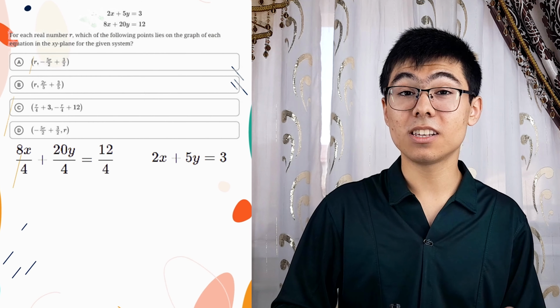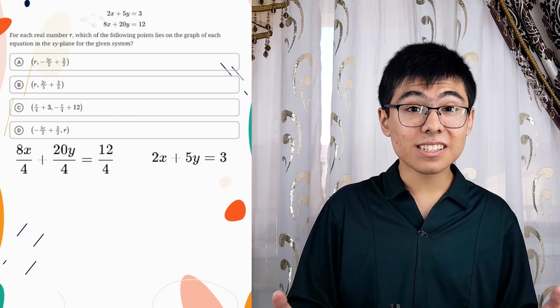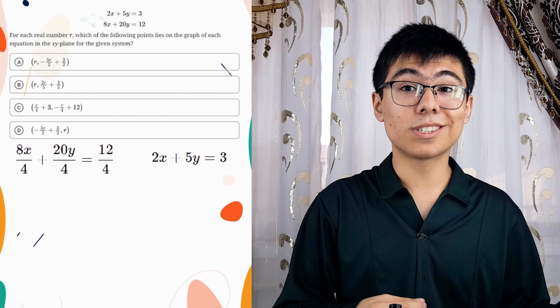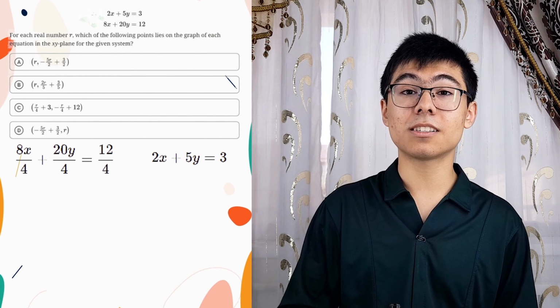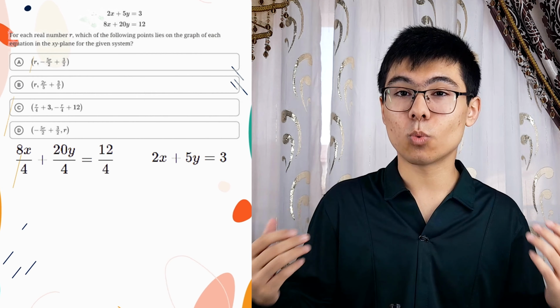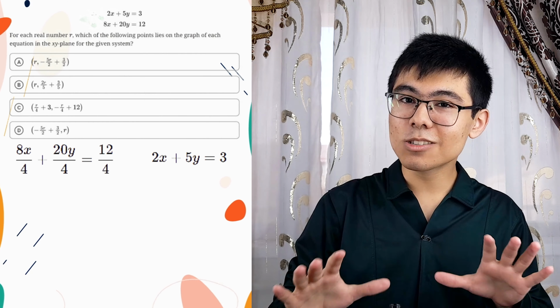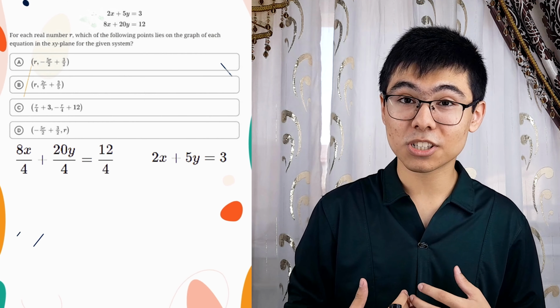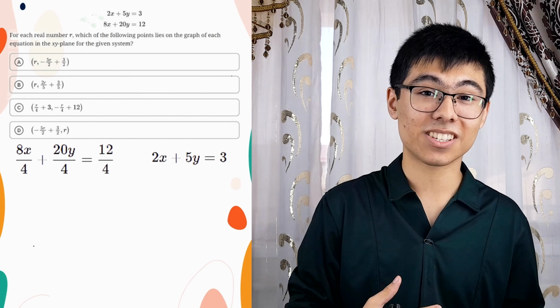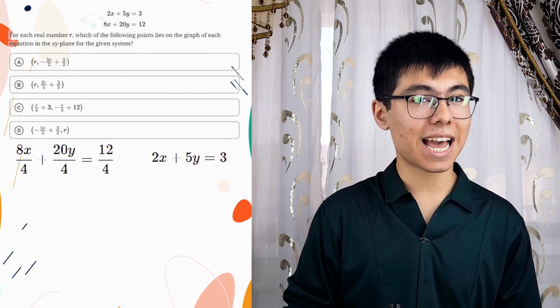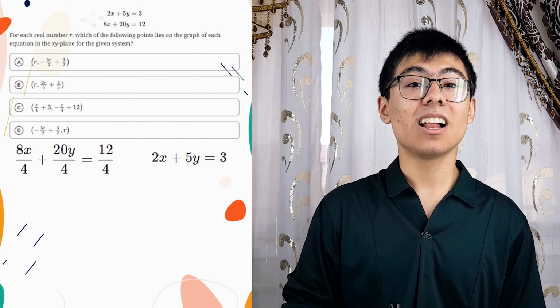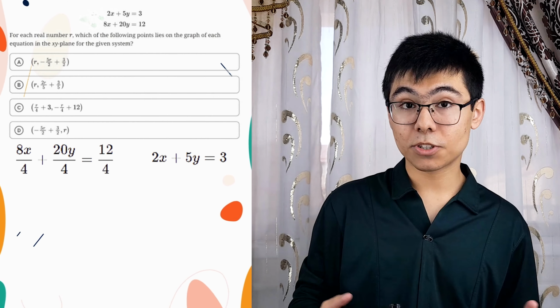Hold on, these two equations are actually the same. You're not dealing with two different lines. You're dealing with one line, expressed in two ways. So what now? Now we need to find which of our options actually lies on this line. There are 4 options, but only one of them will satisfy this line's equation. Let's test them out. Option A.